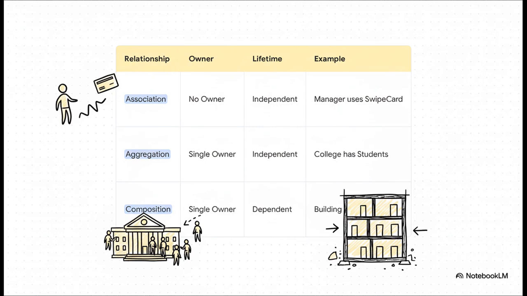The weakest is association, where 2 objects are linked but can exist without each other, like a manager and a swipe card. A bit stronger is aggregation. A college has students, but if the college closes, the students don't disappear. And the strongest is composition. A building has rooms. If you demolish the building, the rooms are gone too. Their fates are tied together.